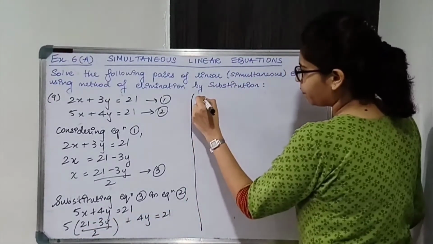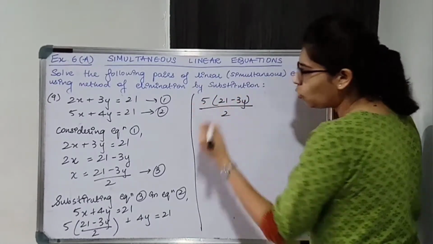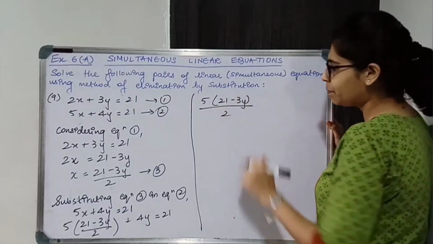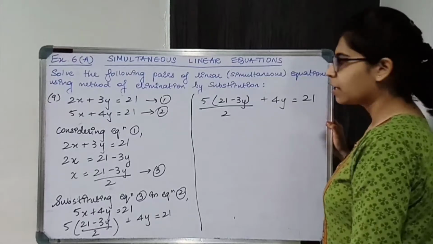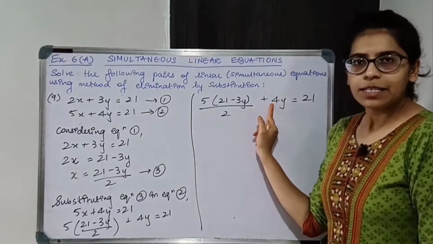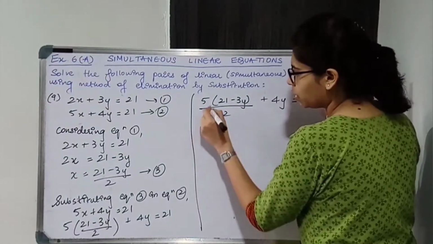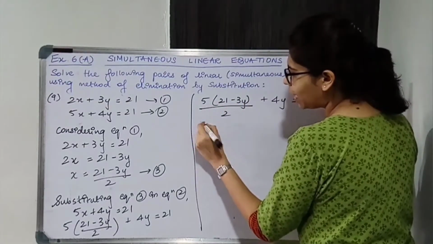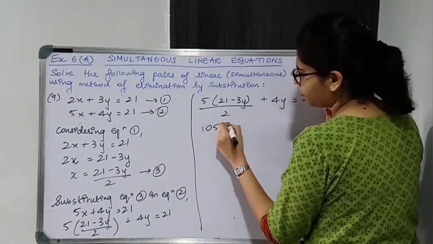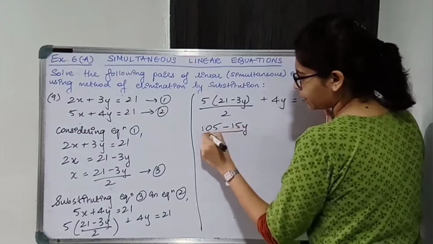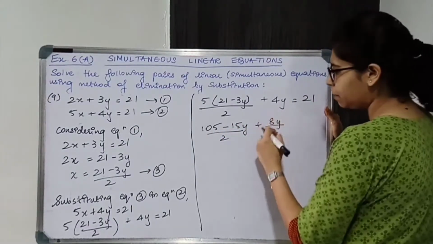Now 5 into 21 minus 3y by 2, I can write it like this, plus 4y is equal to 21. Now let us take LCM, so multiply and divide by 2. Okay, so opening this over here, 5 into 21 will be 5 1s are 5, 5 2s are 10, minus 15y by 2 plus here it will become 8y by 2. Okay, multiplying and dividing by 2.